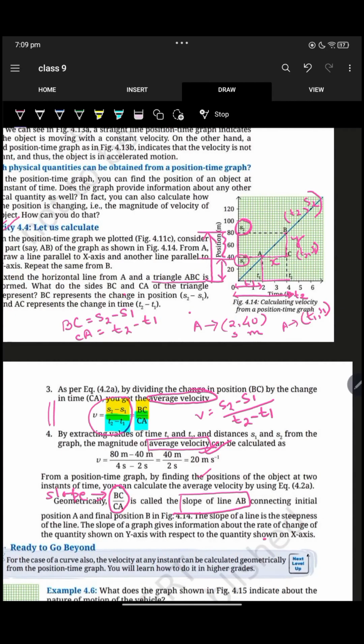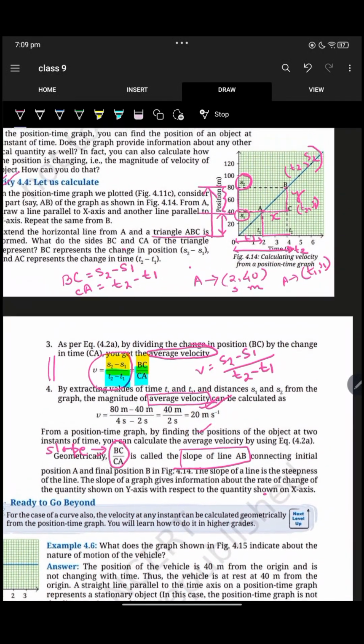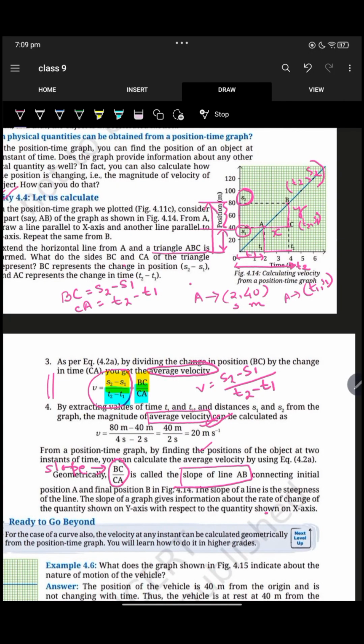Whichever line, whichever part of observation it is. Now here our part of observation is AB. So for this part of the plot AB, if we find the slope of the line, that means we draw a line parallel to the x-axis, extended, and parallel to the y-axis, extended, and we find the slope. That will correspond to the average velocity.